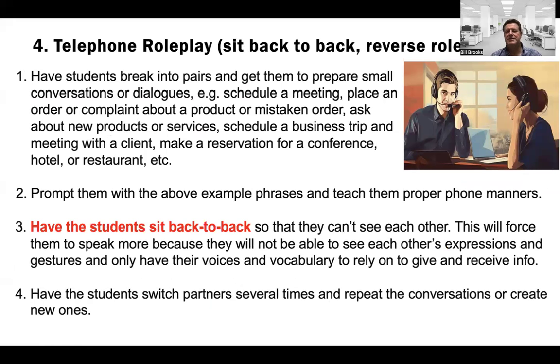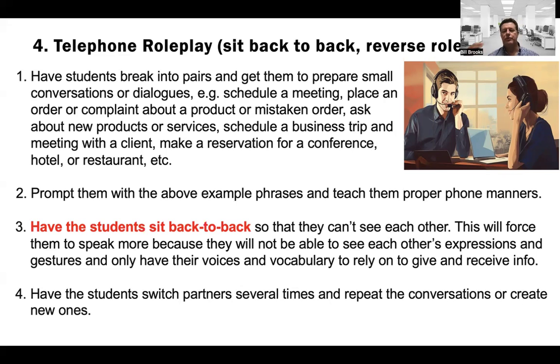Telephone role play. Again, I think any level can do this. Have the students break into pairs and get them to prepare small conversations or dialogues. For example, scheduling a meeting, placing an order, complaining about a product or service, asking about new products or services, scheduling a business trip, etc. Again, give them prompts on the whiteboard, or you could pass out, well, oftentimes it's in textbooks. So if you have a business textbook like Business Venture 2 or something along those lines, they would have some pretty good exercises in them that you could use for this sort of exercise.